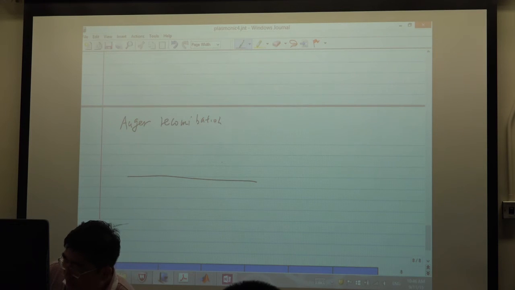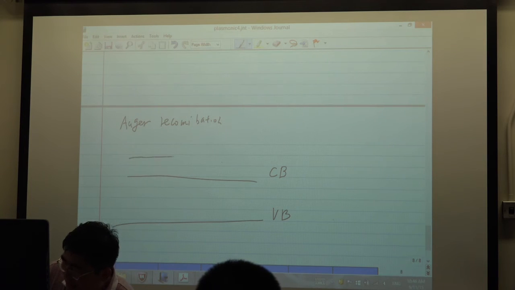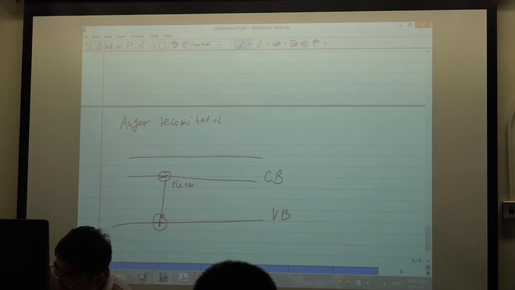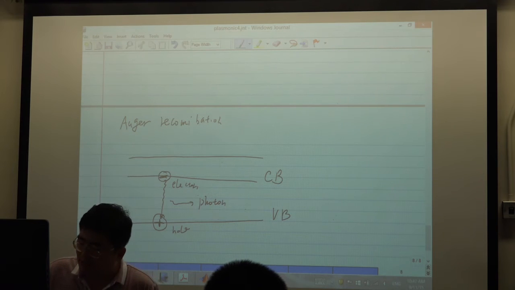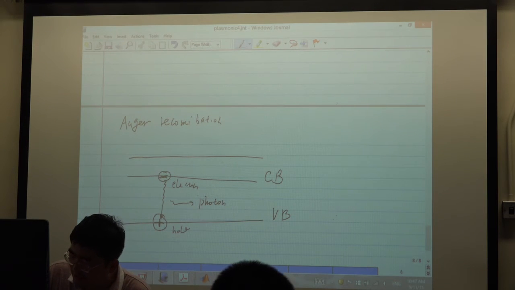This is a conduction band, this is a valence band, okay? This is another higher order inside this valence band. While this electron goes down to recombine with the hole, they emit a photon. Some energy cannot be used up, and so they push another electron up to a higher state. Then relaxation. This is the full process.